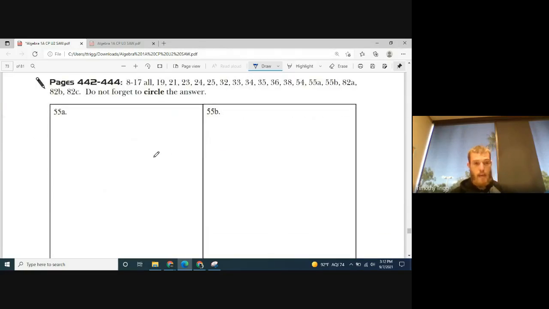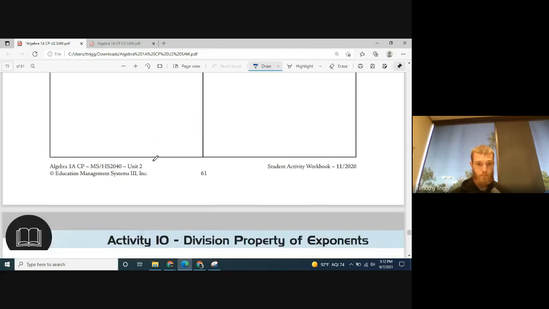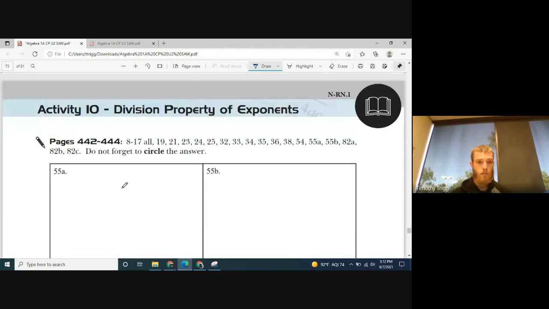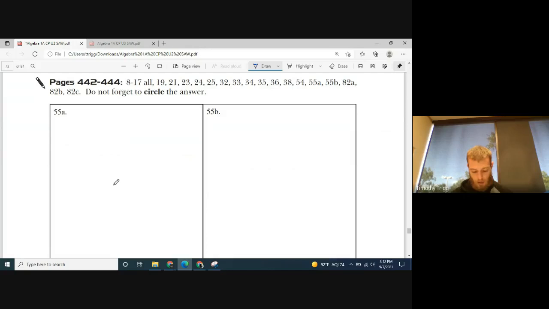Number 55A. Okay, we're almost done. 55A. During 1 year, people in the United States older than 18 years old watched a total of 342 billion hours of television. The population of the United States older than 18 years old was about 209 million people. Question A, on average, how many hours of television did each person older than 18 years old watch that year? Round to the nearest hour.